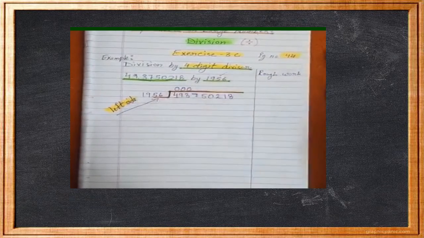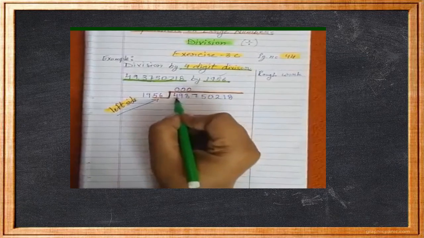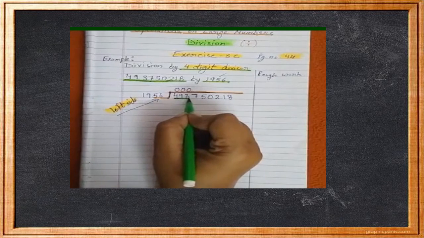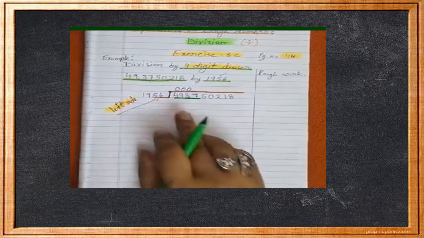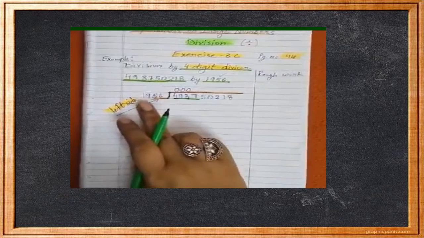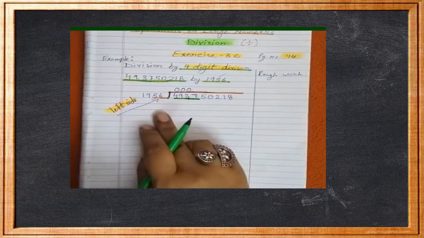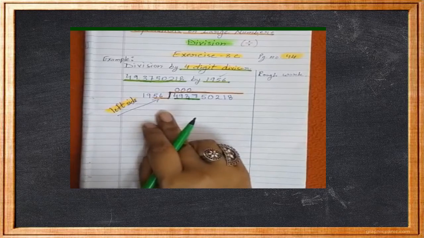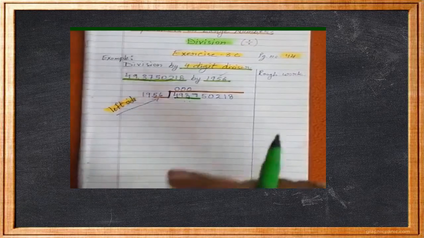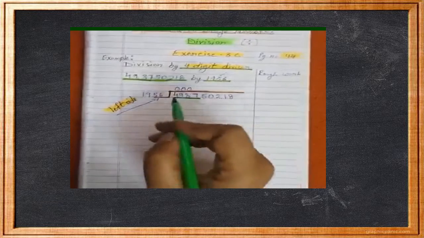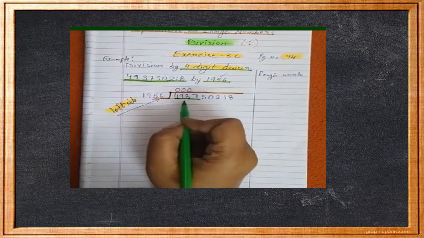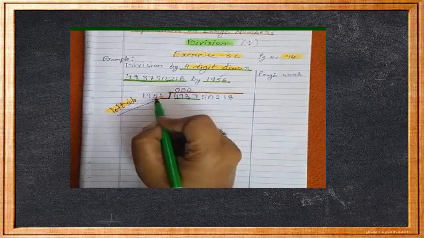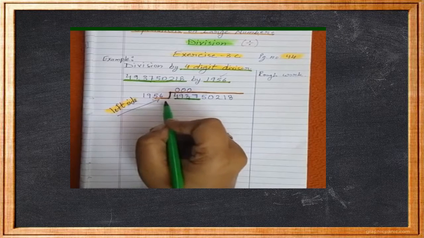Now your number is 4,937. This number is bigger than 1956 or smaller? It is bigger than. Now children, always remember that we cannot divide a smaller number by a bigger divisor. Dividend should be bigger than divisor. Dividend should be bigger than divisor.